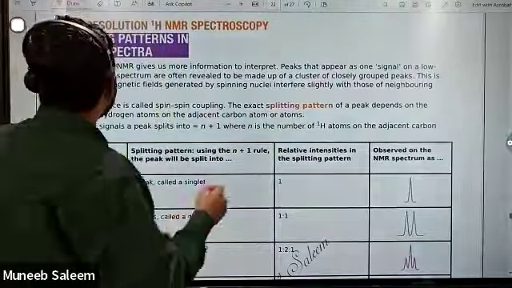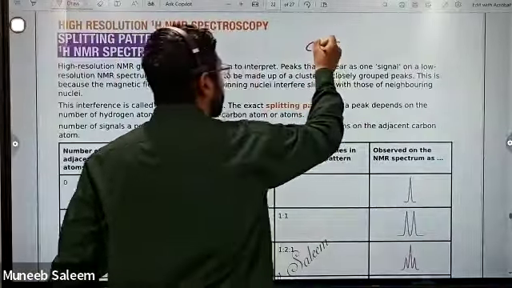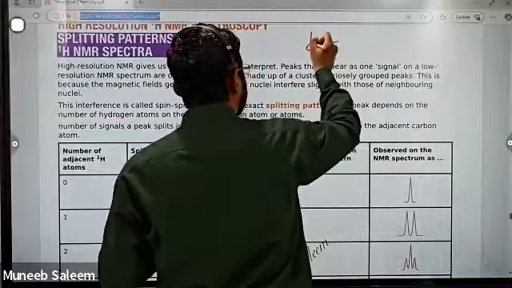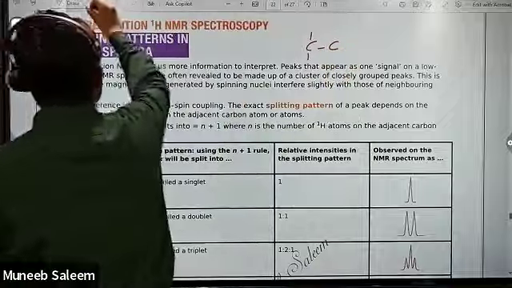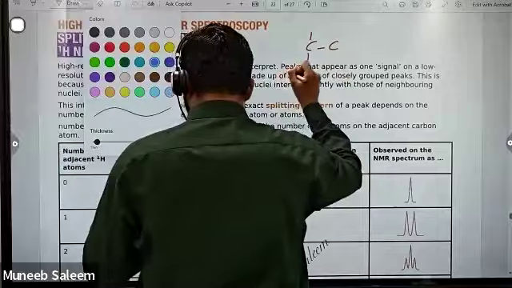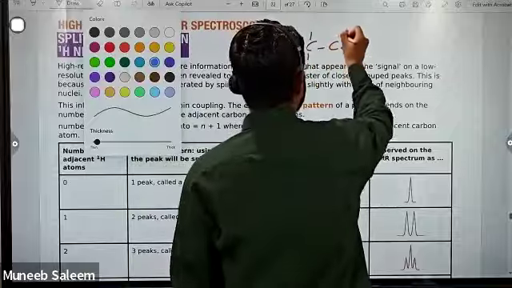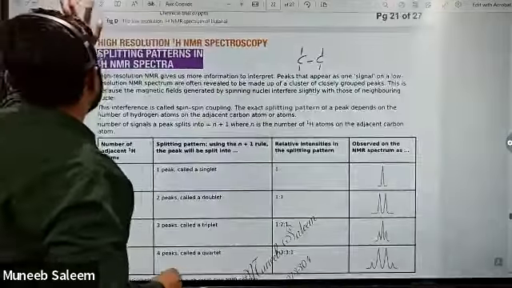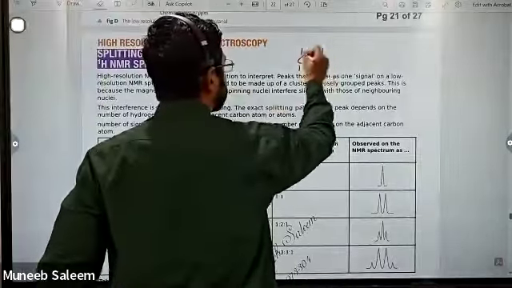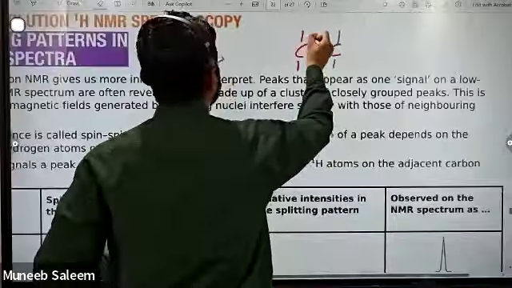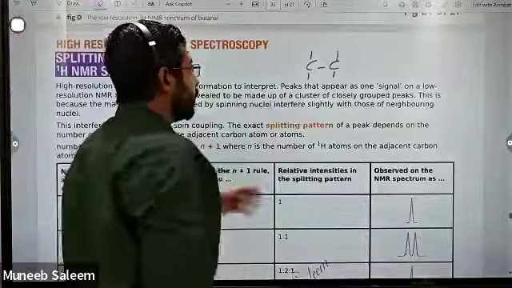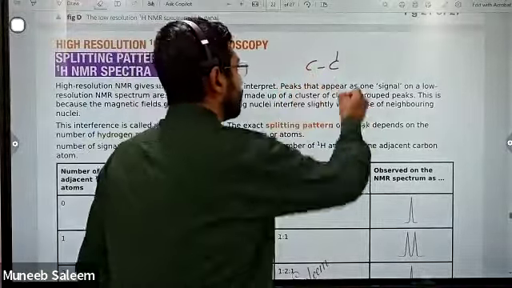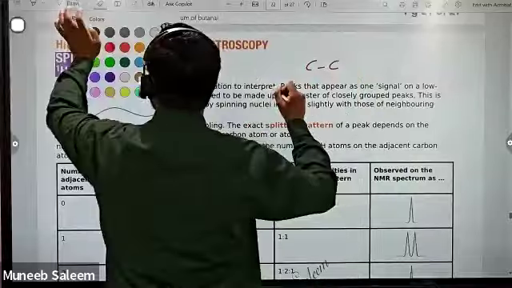the hydrogens of the adjacent, let's suppose I have two carbon atoms and they both are bonded with hydrogen atoms. Let's suppose this one is bonded with a hydrogen atom and the other one is also bonded with a hydrogen atom. Now, what we have here is that the hydrogen atoms of one carbon atom will be influencing the hydrogen atoms of the other carbon.